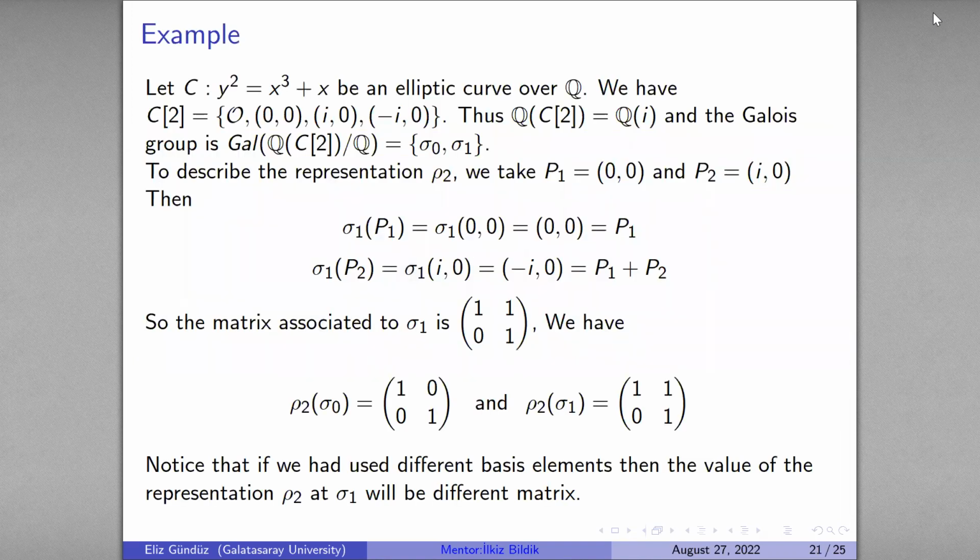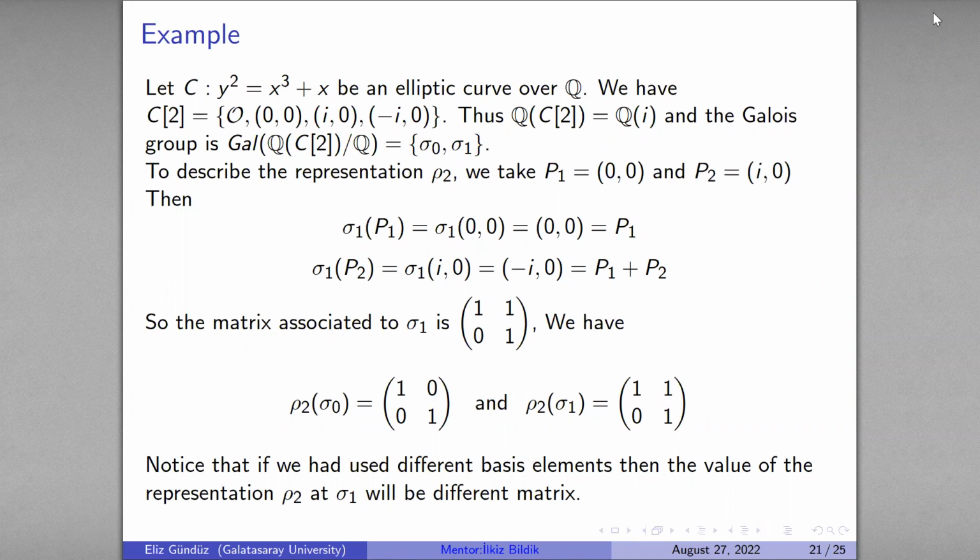And let's look at a really basic example. Let's take this elliptic curve over Q. We have C2, and we know that Q(C2) is defined by taking all the coordinates. So we take (0, 0), (i, 0), (-i, 0). So it is just equal to the field generated by i, Q(i). And the Galois group will be this one. Sigma 0 is the identity, and sigma 1 will be the complex conjugate.